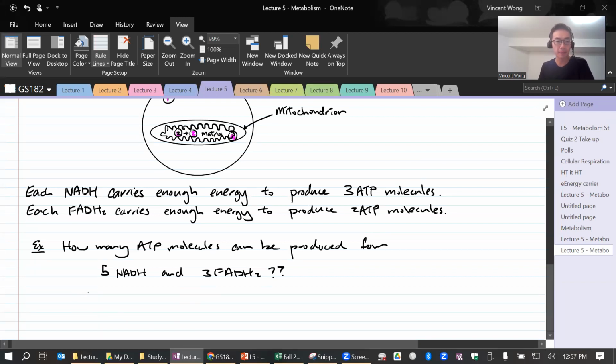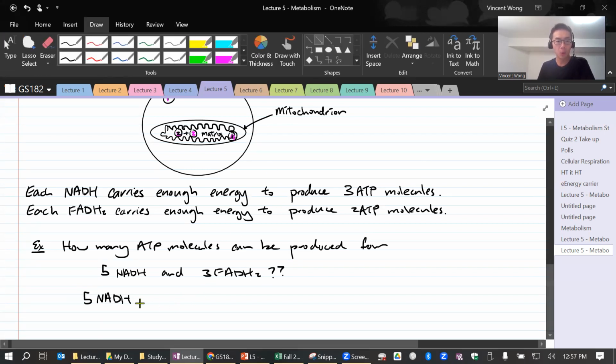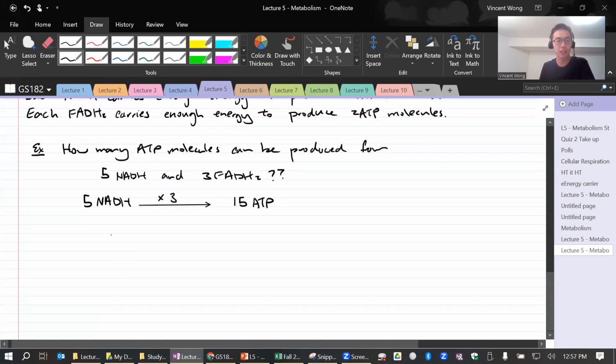So this is how we get it, right? 5 NADH. What do we multiply this number by? Well, each NADH carries enough energy to produce 3 ATP. So I'm going to multiply this by 3, right? So that gives you 15 ATP. Over here, we have 3 FADH2, which I can multiply by 2 because FADH2 only makes 2 ATP. So that's 6 ATP. If you add them up, we will get 21 ATP.